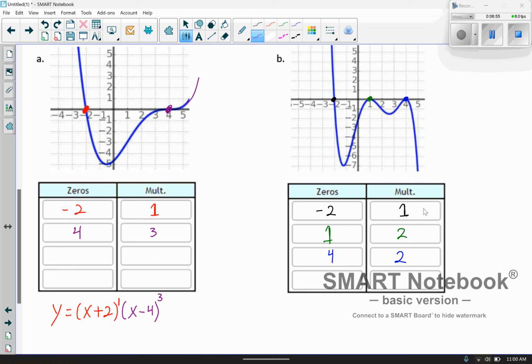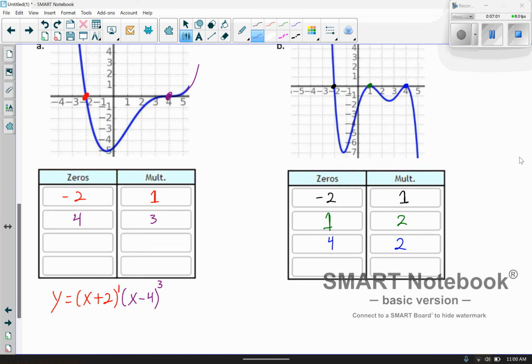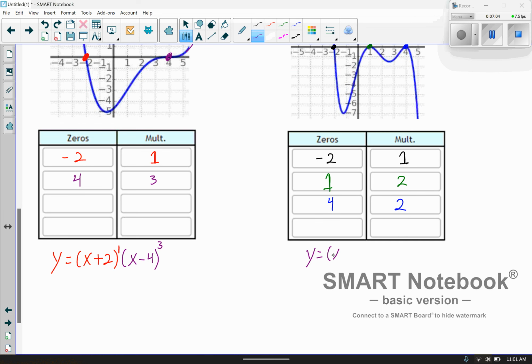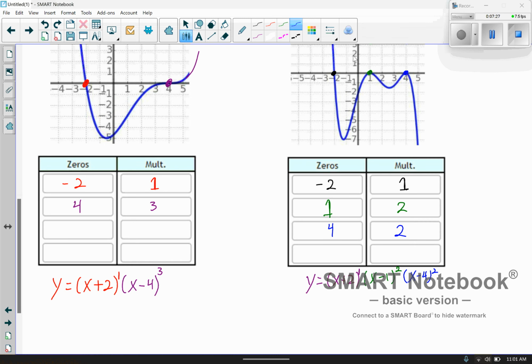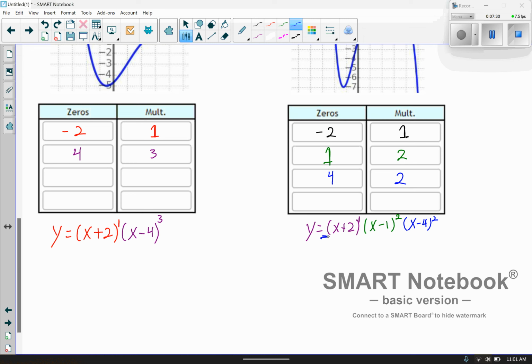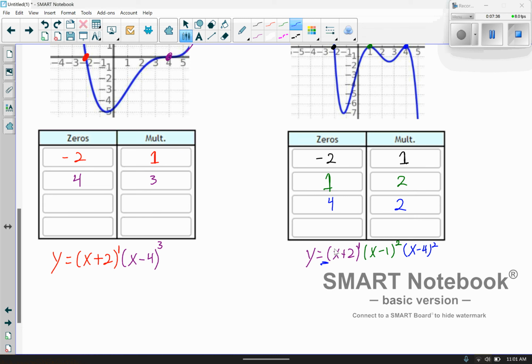Okay, and so same thing with example B right here. This would be something like y equals x plus 2, because -2 would be the solution. The multiplicity would be 1, so it'd be power of 1. And then the next one would be x minus 1, because 1 would cause this to zero out. Now that would be a power of 2 because of the multiplicity. And then the last one would be x minus 4, and then also multiplicity of 2. Now, once again, this probably isn't the exact equation because there might be a number in front or something like that. But just once again, to give you a little bit better idea of what's going on.